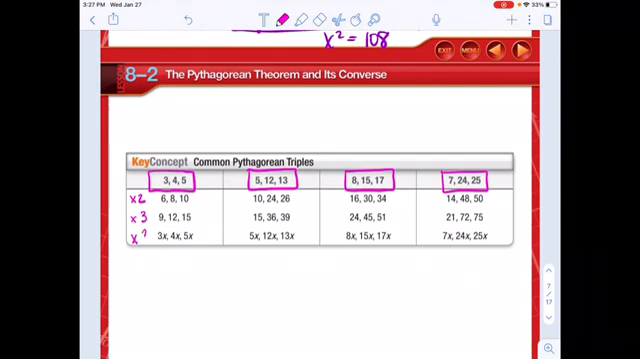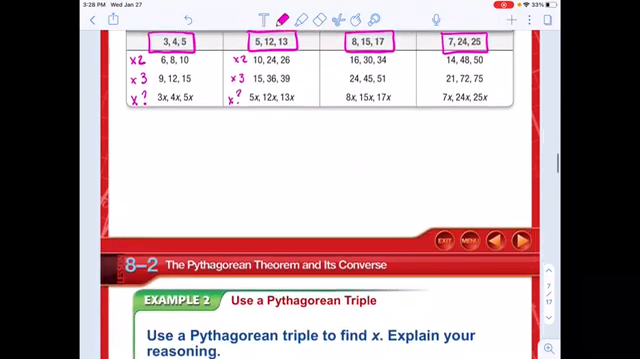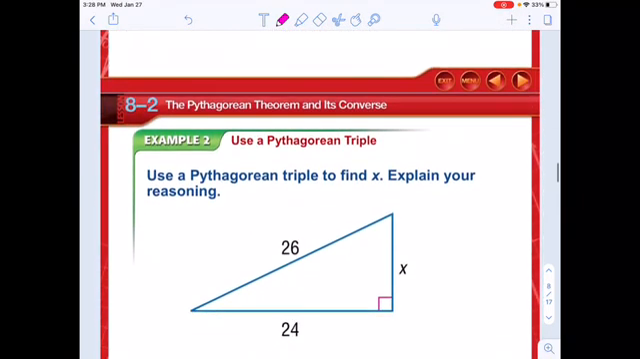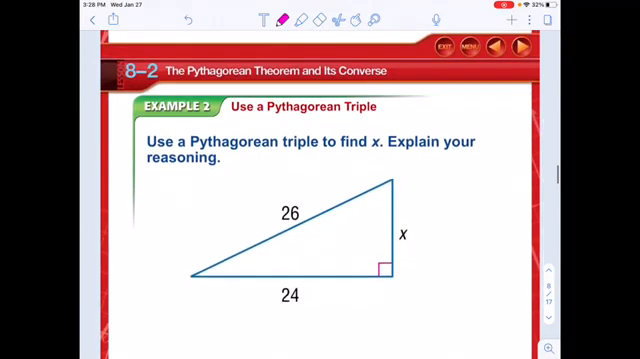You could have any combination. Say you plug in 8 for x. That would also be a Pythagorean triple. 3 times 8, 4 times 8, 5 times 8. Same thing works for all of these too. As long as they're multiples of the common Pythagorean triples, you're good to go. Okay? So we're going to use those Pythagorean triples. It's almost easier just to go ahead and solve them than to memorize the Pythagorean triples.